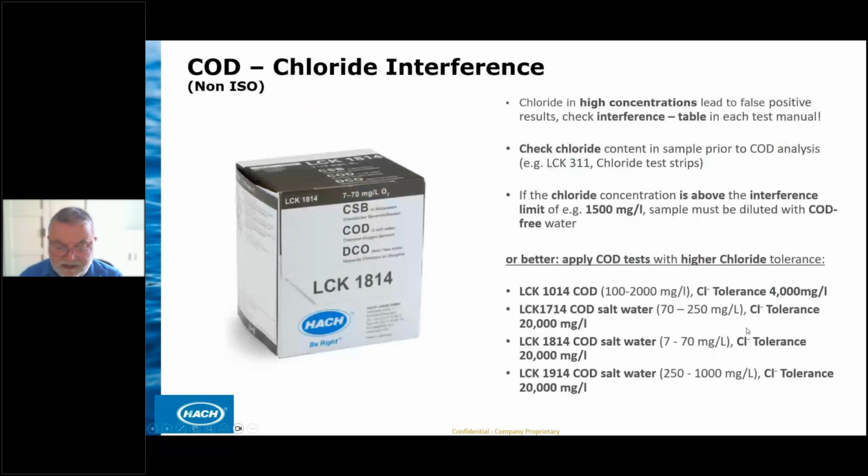Chlorides interfere with COD measurement by creating turbidity that is not always visible to the human eye. Standard LCK cuvette tests have a tolerance for chloride up to 1 gram per liter, and the DR900, 3900 and the DR6000 can detect an abnormal turbidity. For samples with high chloride concentrations, HACH has developed a range of tests that can measure COD on samples containing up to 20 grams per liter.